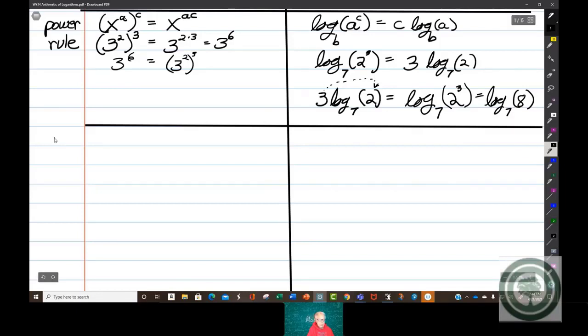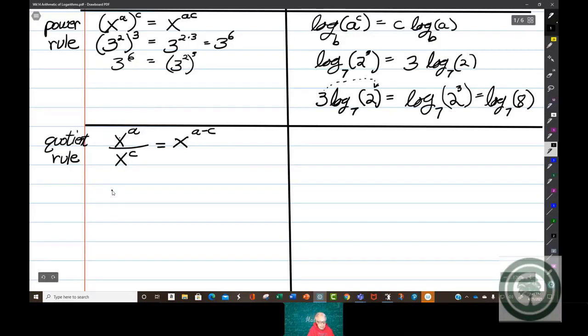Okay, now we have the quotient rule. And suppose you have a base and it's raised to the A power, and you've got a base and it's raised to the C power. You would write that, notice they have the same bases. The bases have to be the same. X to the A minus C. Use minus when you're dividing like bases.